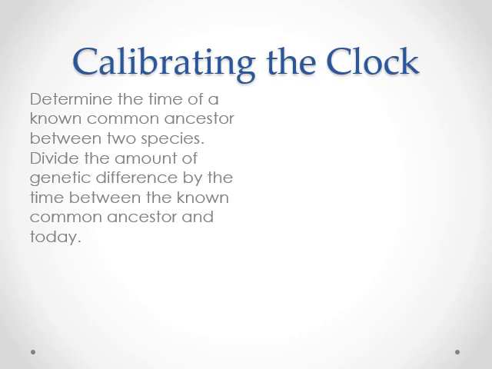So the first thing you need to figure out when you're deciding what gene to look at is how long ago you think these organisms split off from each other. How do you think we could figure that out? How do you get a rough idea of how long ago we split off from the great apes?